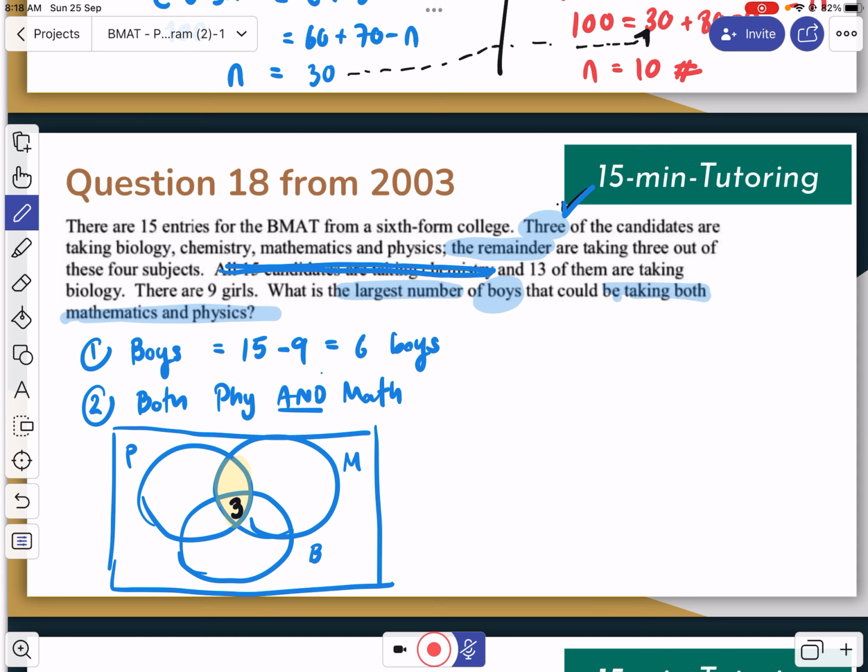What else can we do? Well, we already talked about girls, so cross it out. The only information we haven't touched is this. 13 candidates are taking biology. And that is a little weird because they ask for physics and math, but they give information on biology. In this case, 13, that will be this circle.